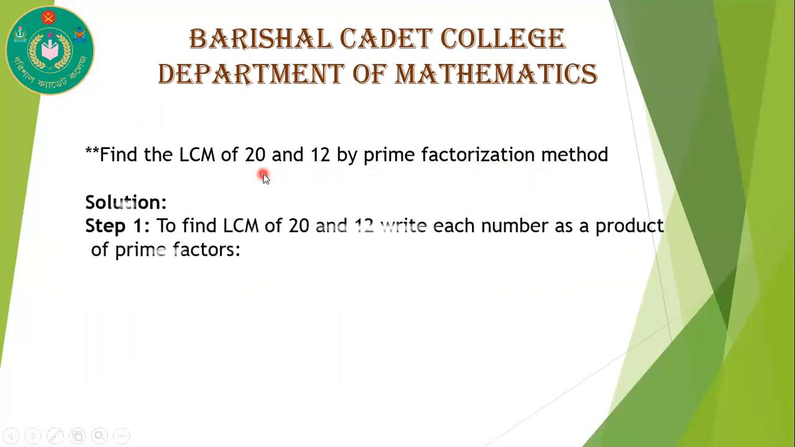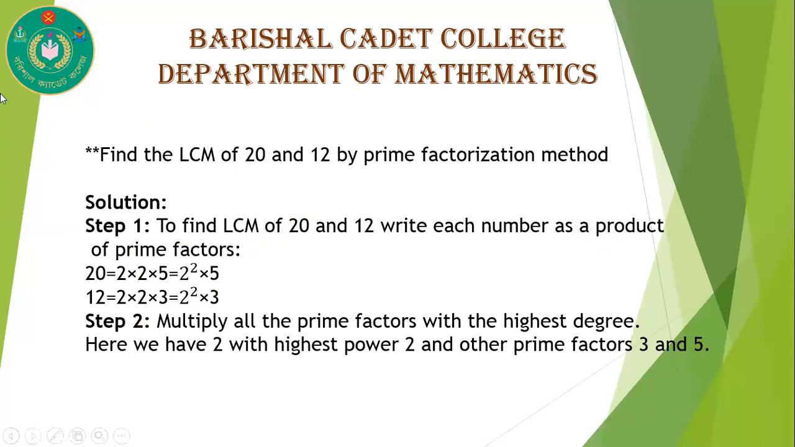Solution. Step 1. To find the LCM of 20 and 12, write each number as a product of prime factors. Then we can write 20 is equal to 2 into 2 into 5. That means 2 square into 5. 12 is equal to 2 into 2 into 3. That means 2 square into 3.